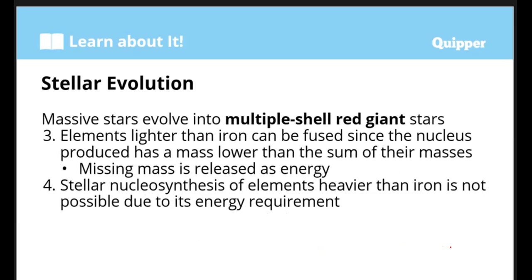So in stellar nuclear fusion, the missing mass is released as energy. Stellar nuclear synthesis of elements heavier than iron is not possible due to its energy requirement. So the heaviest element that is formed this way in stars is iron, and it cannot be combined anymore with a much heavier element because it requires again a lot of energy. It requires a lot of energy. And because there is a lot of nuclear fission and fusion happening, of course, there is a scarcity or depletion of energy as well from the subatomic particles.